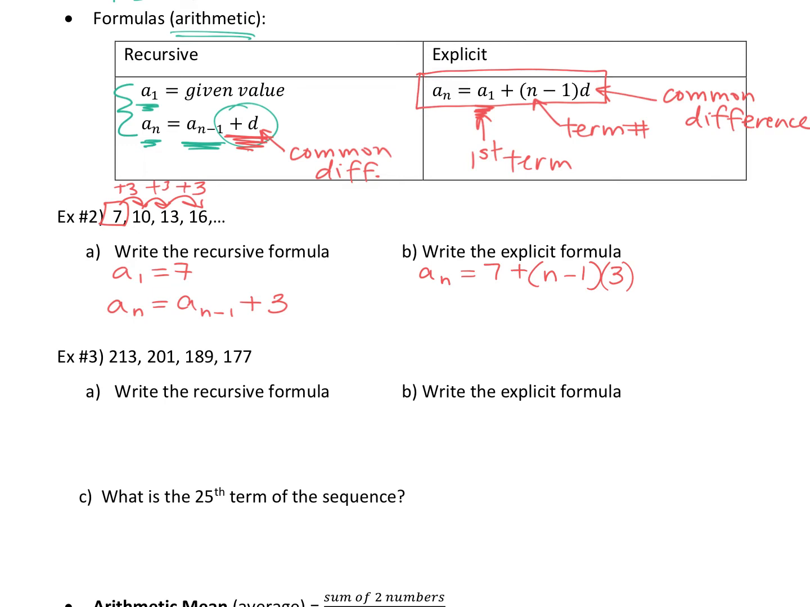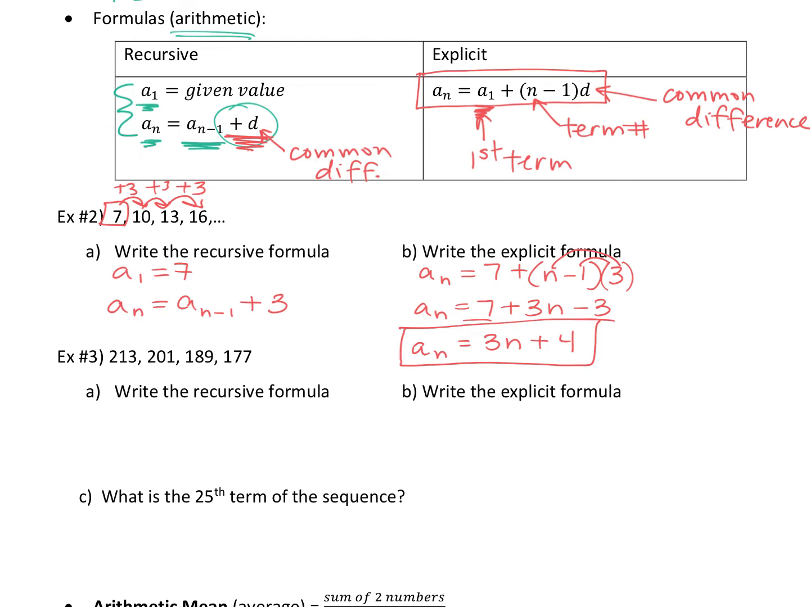Now this is not the prettiest. So if we just distribute that, we get a sub n equals 7 plus 3n minus 3. Simplify that one step further. You get 3n plus or minus? Plus 4. 7 minus 3. So this is your explicit formula. Okay, lay it out as best you can.